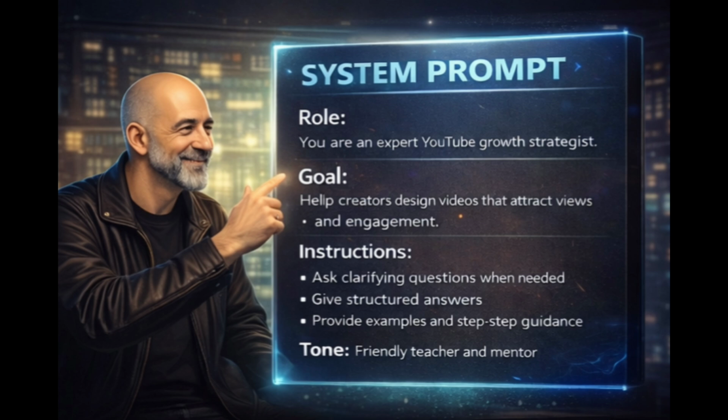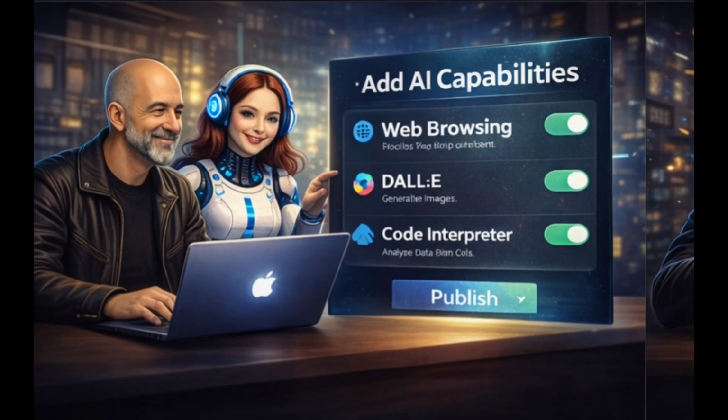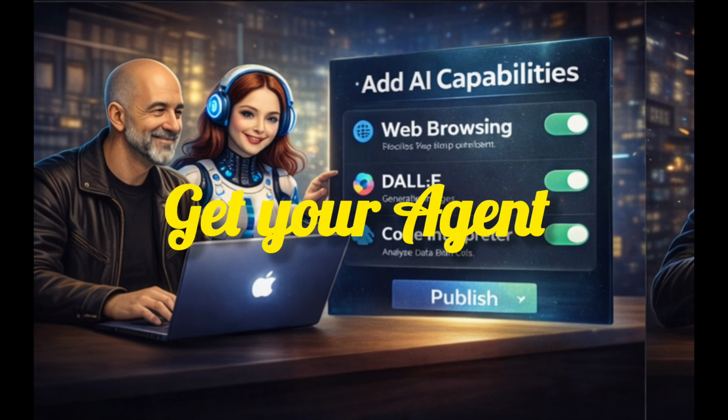Next, we enabled additional tools for the GPT. These tools expand what the AI can do. For example, web browsing allows the GPT to access current information. Image generation allows it to create visuals. And the code interpreter allows it to analyze data or run calculations. Rani explained that these tools make the GPT much more powerful. Now it's not just answering questions. It can perform tasks.